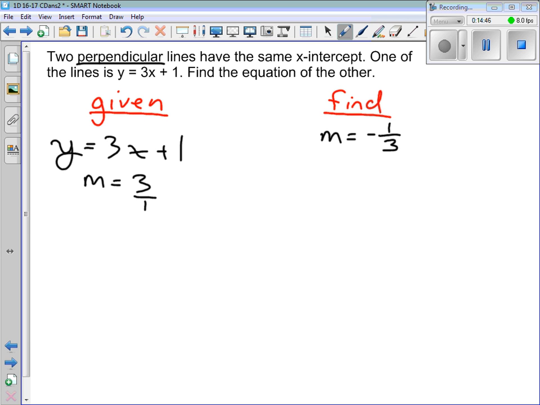But they don't give us, like in the previous questions, a point that was on this line. What they tell us is that they have the same x-intercept. So if we found the x-intercept of this line that we were given, we could use it in the line that we're trying to find. So let's go ahead and find the x-intercept of this line that we are given. It'd be nice and easy if they told us the y-intercept was the same, but it's not. The x-intercept is the same.